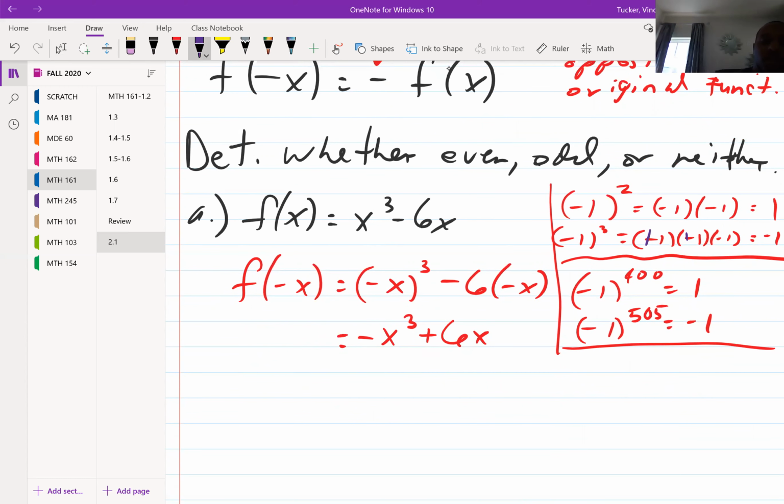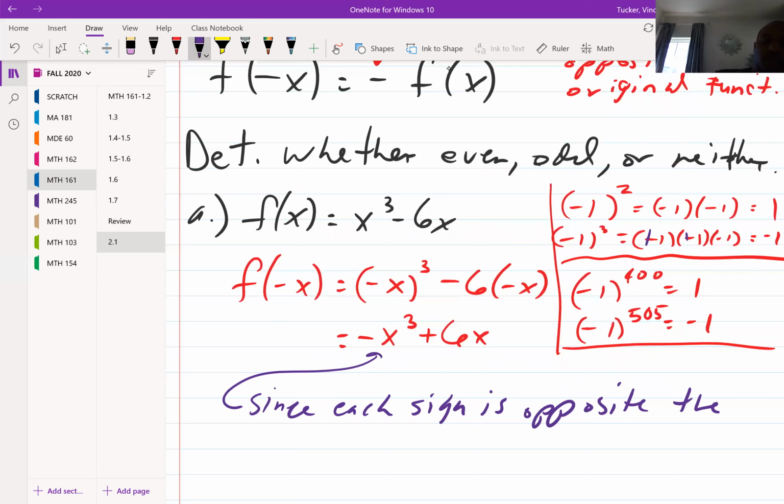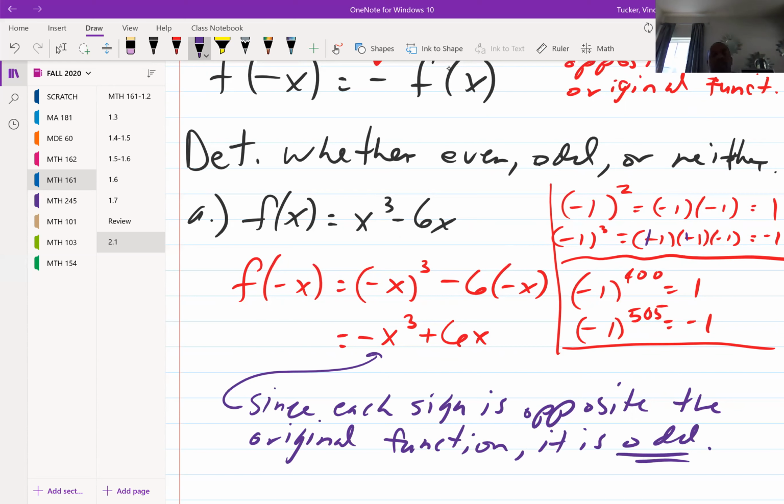All right, each one of our signs are opposite the original function, so that means it is odd.